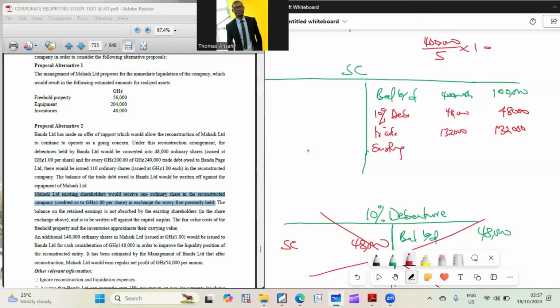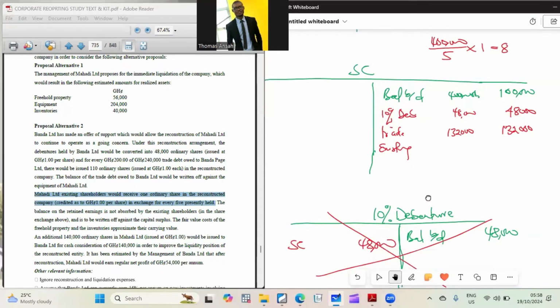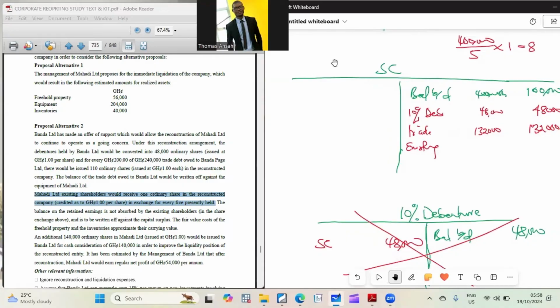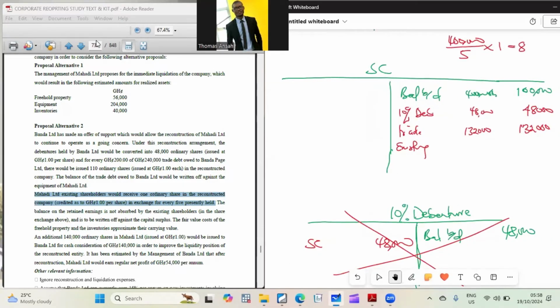Sir, question. Why are we dividing it by the 400? No, it says Mahadi's existing shareholders. Okay. So new people are coming in. Sometimes, if it includes these people, the examiner will give you a statement after the adjustment. He will tell you after. So if it is after, it means all these people are included. Okay, I was a little bit confused. I thought that we were going to add the 48 and then the 132. Yes, so sometimes, if it is going to be like that, then he will let you know.